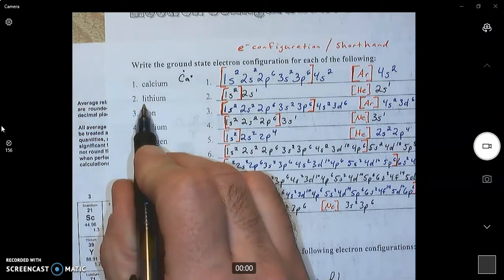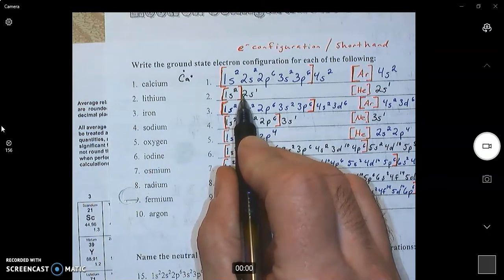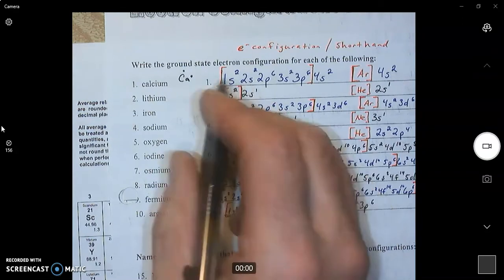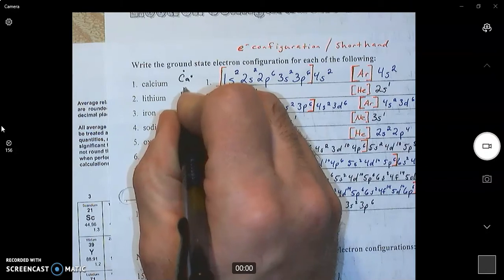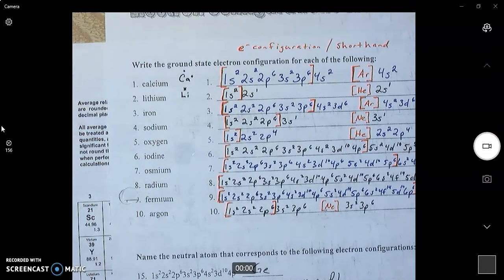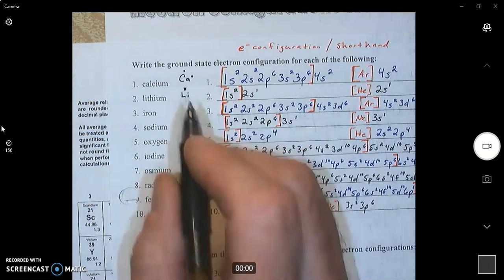Lithium. Lithium, 1, 2. How many electrons are in the 2nd energy level? Just 1. So we'll have lithium. And I'm going to do X's for every other one just to keep them separate. 1 dot. And you could really put that at any one of those clock face positions.